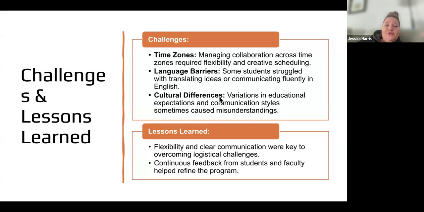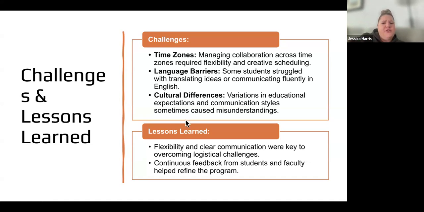Also, language barriers. Some students did struggle with translating ideas and communicating fluently in English. And it's very interesting too, because our partner from the Netherlands, that was a big piece of why they like to collaborate with us, is really trying to refine the students' English, from The Hague.